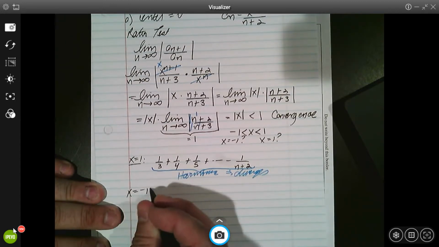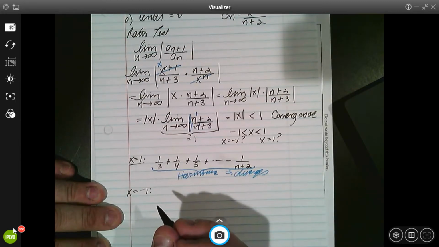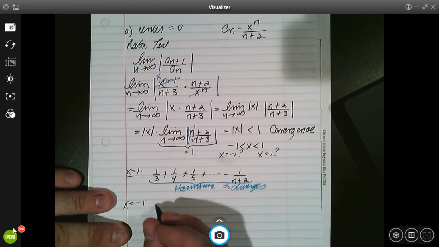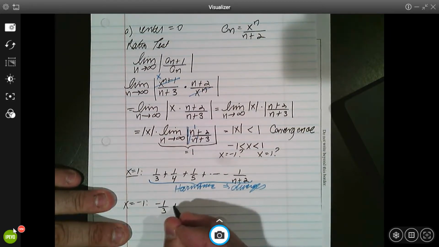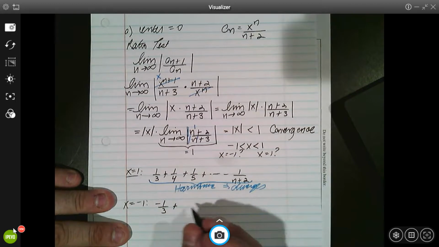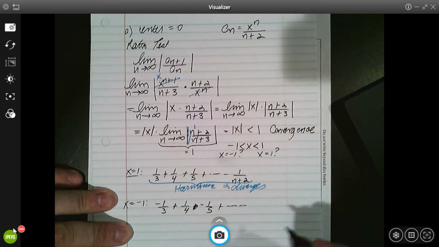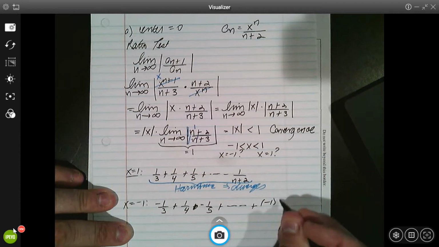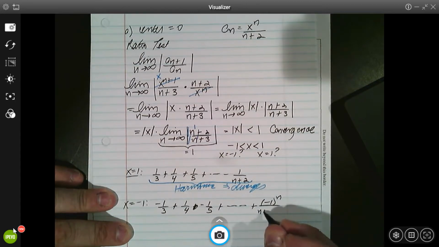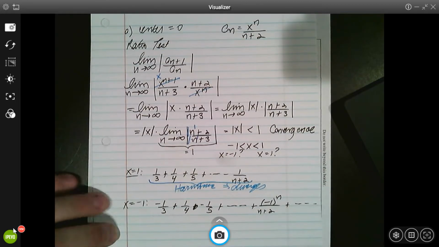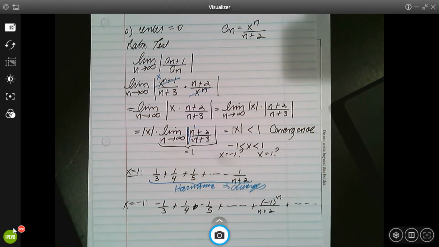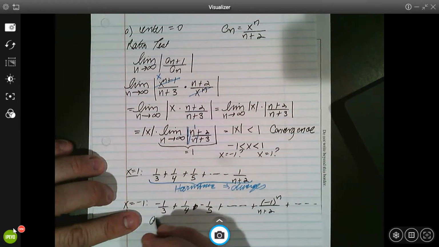What about x equals -1? Go back to your original function, and you've got -1 over 3, plus -1 squared over 4, that's 1/4, plus -1 cubed over 5, well, that's going to be -1 over 5, dot dot dot, plus -1 to the n over n plus 2, and we keep going. If I look at this series, here's what I notice. It's alternating.